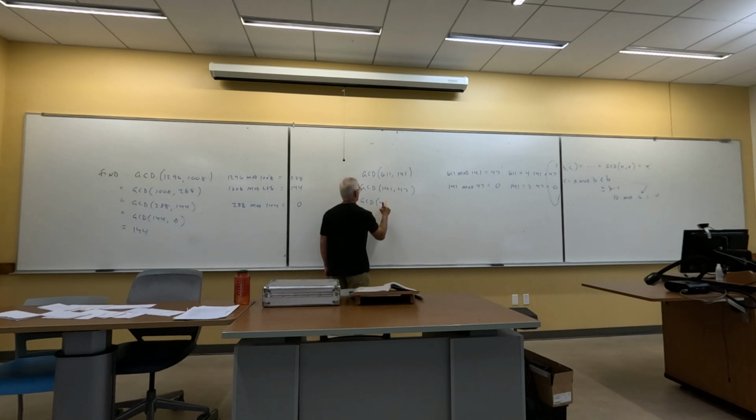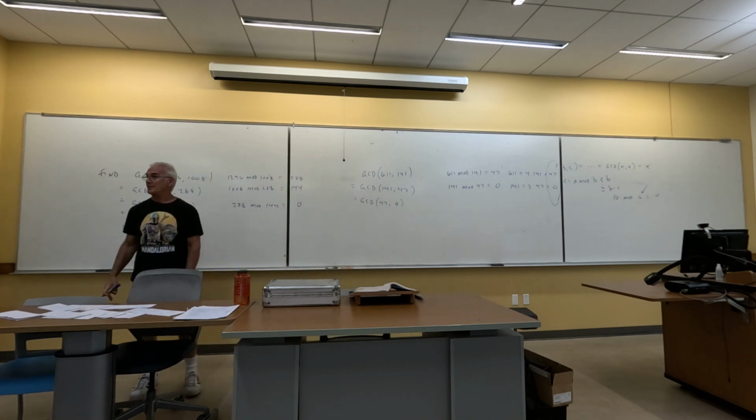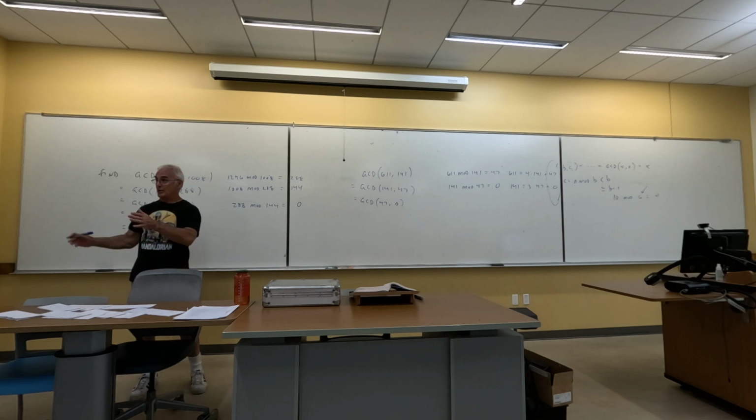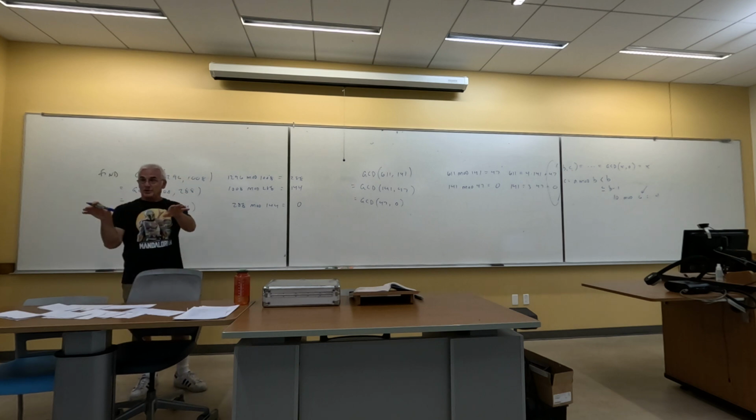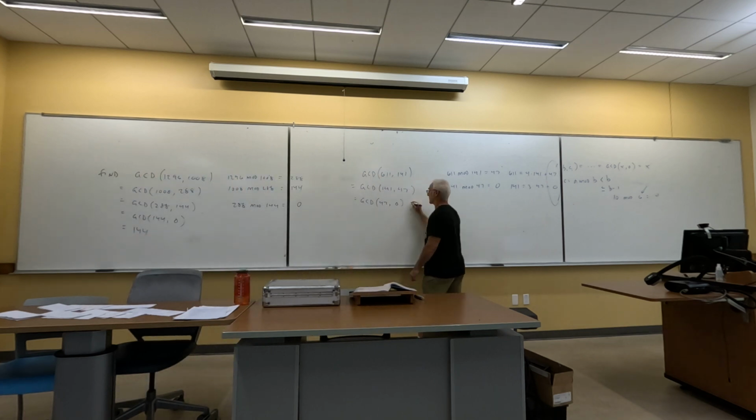141, 0. Careful, not 141. 47. You always take the smaller one and then the mod. Are we done? Yes. We're now done with the algorithm. We're done. Why? Because the last number is a zero. And so therefore my answer is 47.